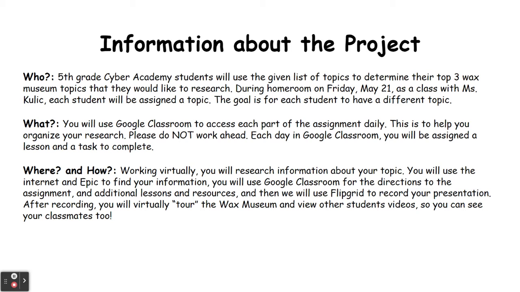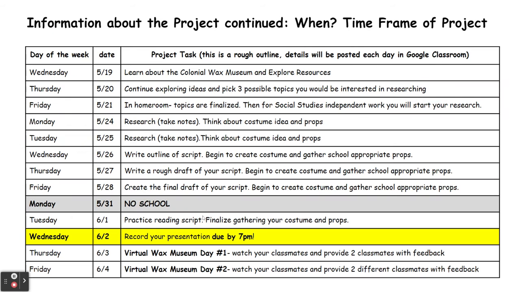Where and how will you do this? Working virtually, you will research information about your topic. You will use the internet and Epic to find your information. You will use Google Classroom for directions to the assignment and additional lessons and resources. And then we will use Flipgrid to record your presentation. After recording, you will virtually tour the Wax Museum and view other students' videos so you can see your classmates too.